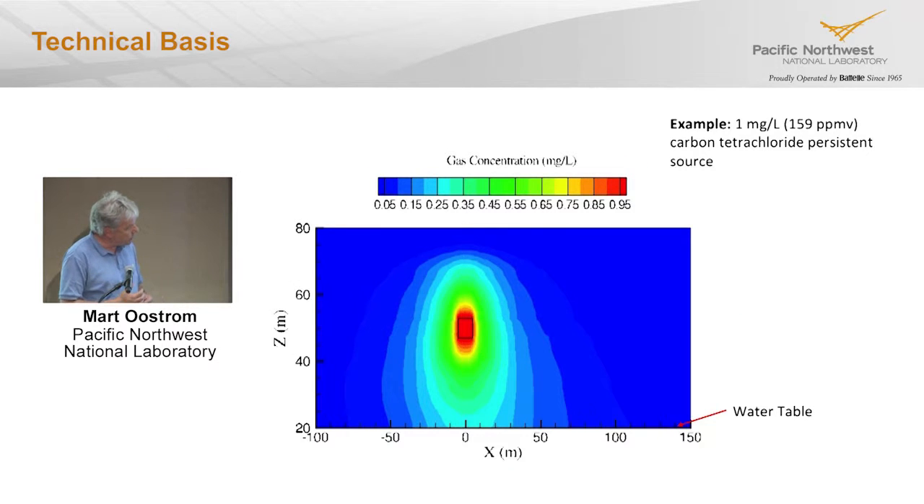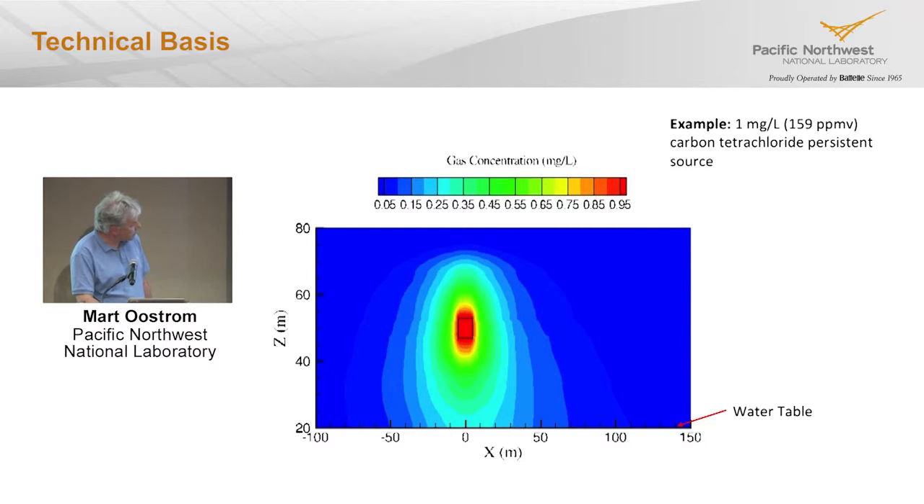This is an example of a slice-through three-dimensional model of something like you have a source in the center of your vadose zone. So you have your source over here, you have your groundwater at the bottom moving from left to right, and you have a water table at the bottom.